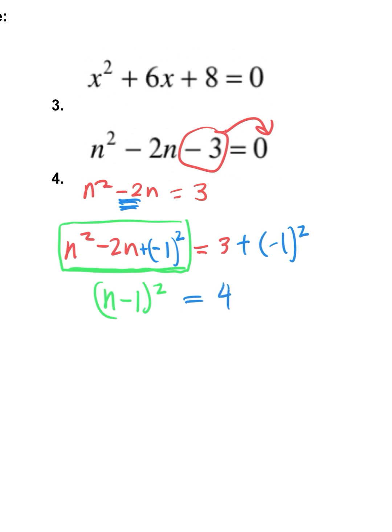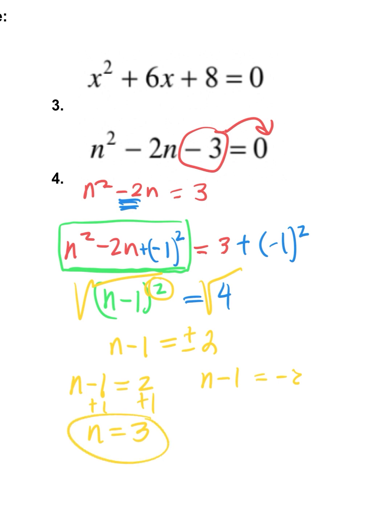And then finally, you're just going to square root both sides because we want to get rid of this square right here. And now it will say n minus 1 equals plus or minus the square root of 4. Well, the square root of 4 is 2. So you have two expressions, n minus 1 equals 2, and n minus 1 equals negative 2. So both are true, and both are solutions to this equation. So we're going to add 1 to both sides here, and so you get n equals 3. That's one solution. And then we're going to add 1 to both sides here, and so you get n equals negative 1 right here.